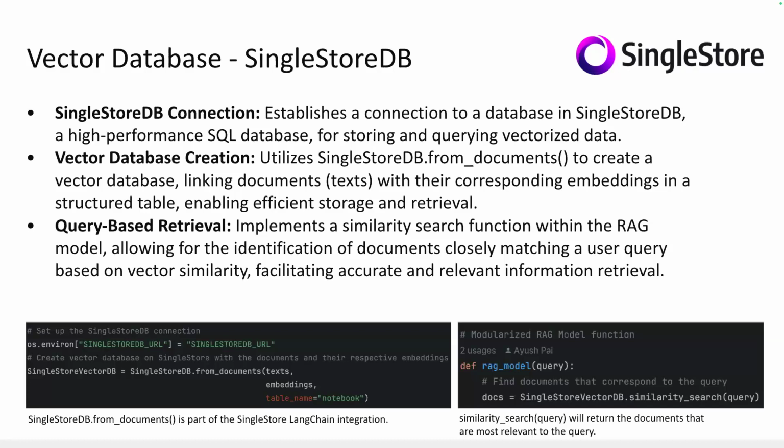And this setup not only streamlines the retrieval of this important information, but also optimizes the RAG model and allows it to generate accurate and contextually relevant responses by getting it from our SingleStore DB, which is serving as our vector database in this case.